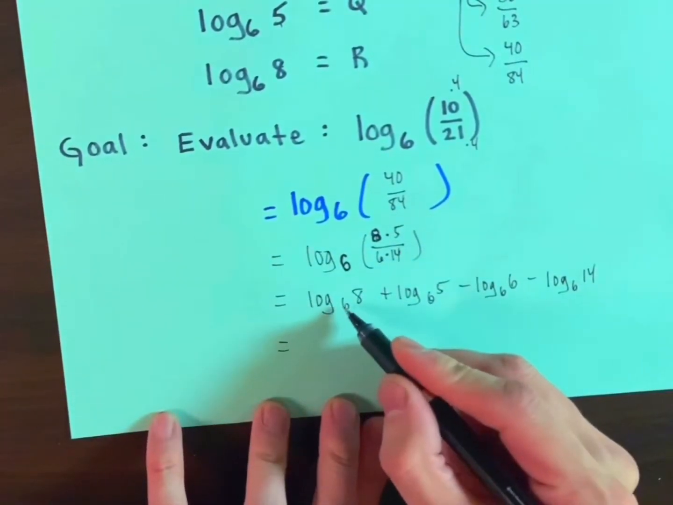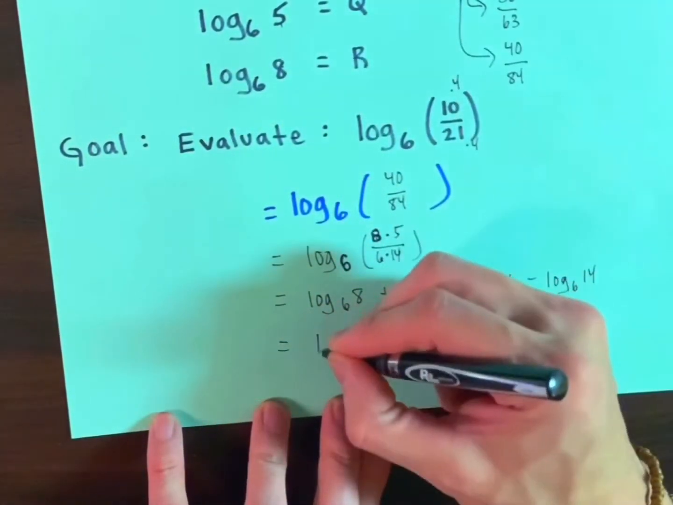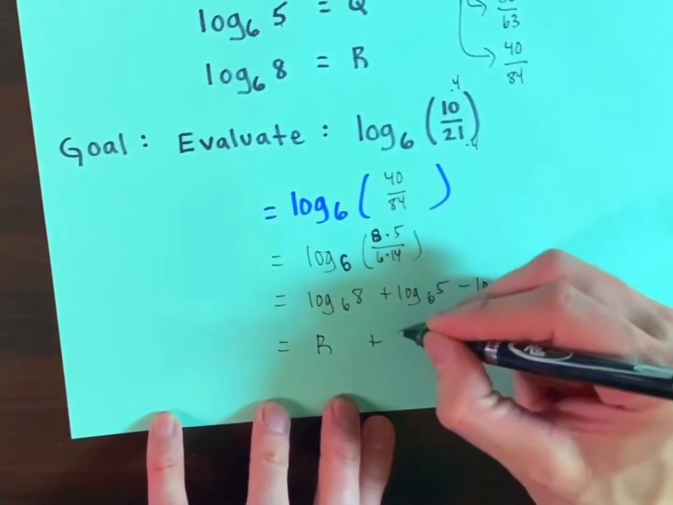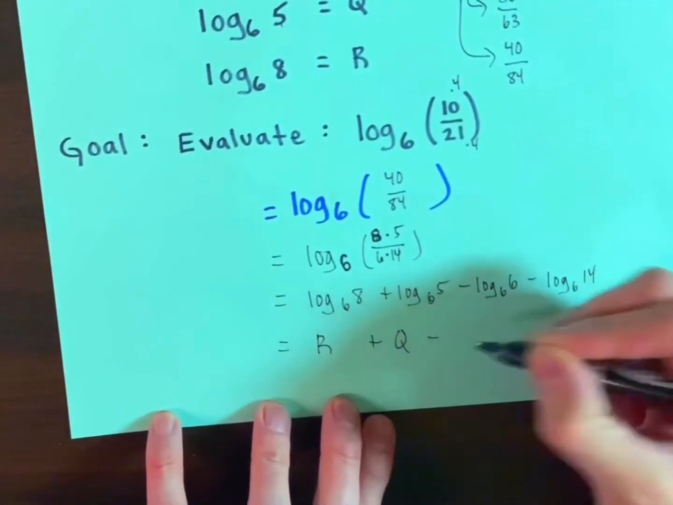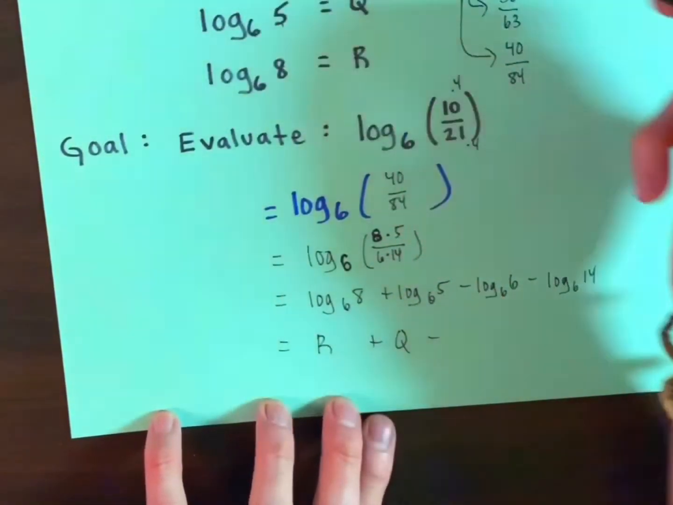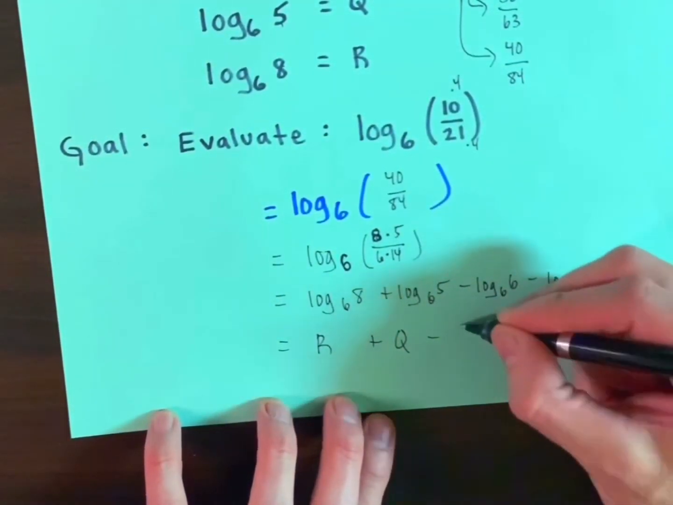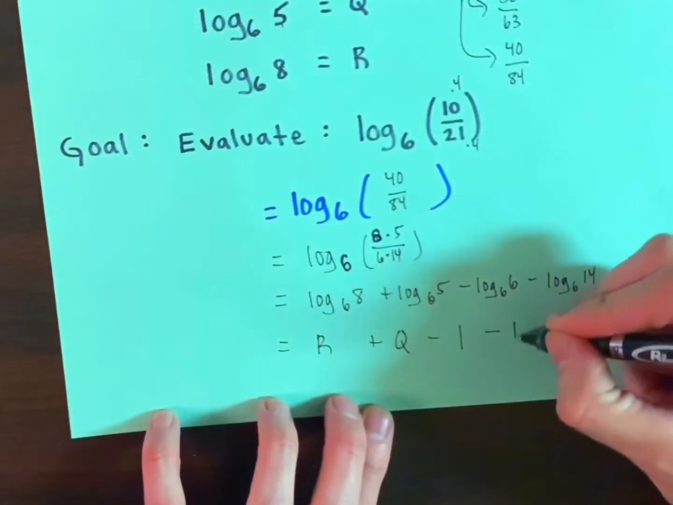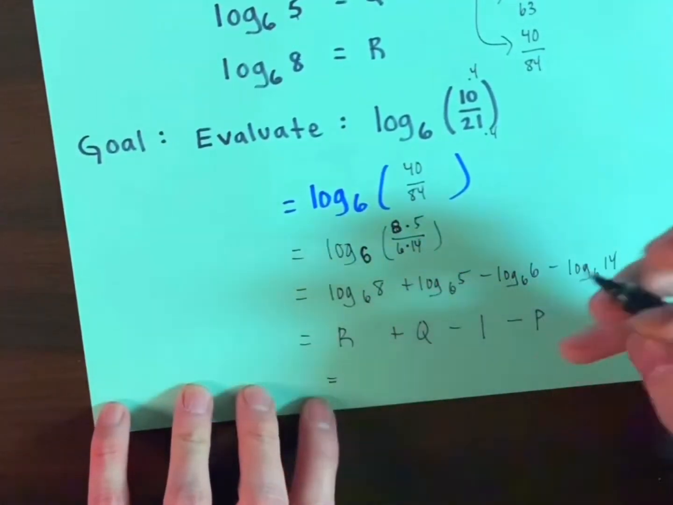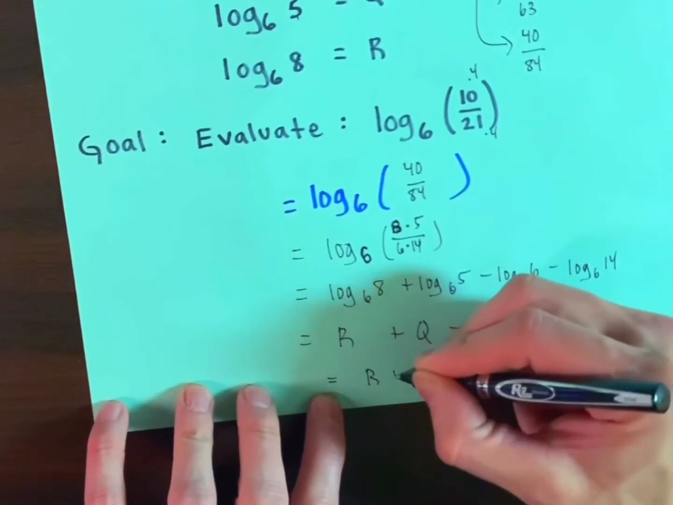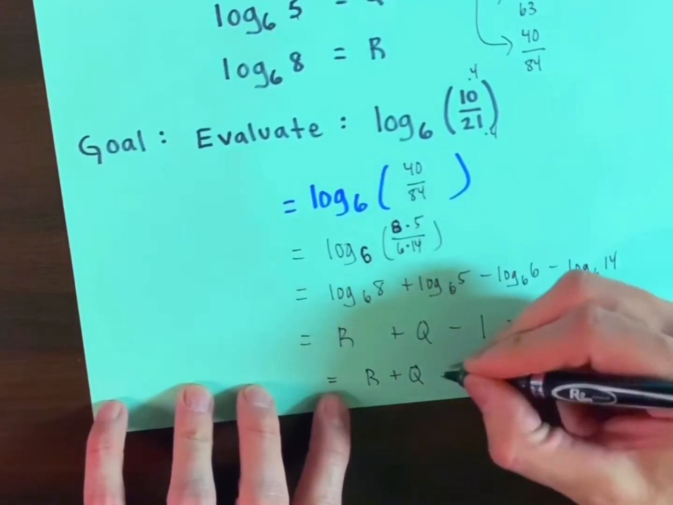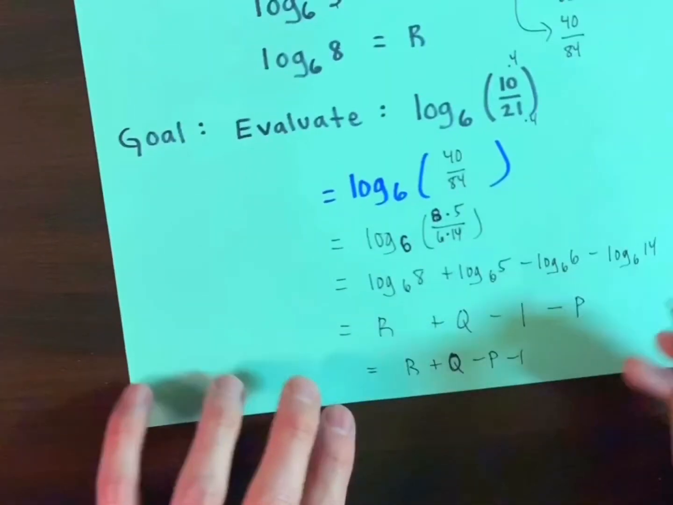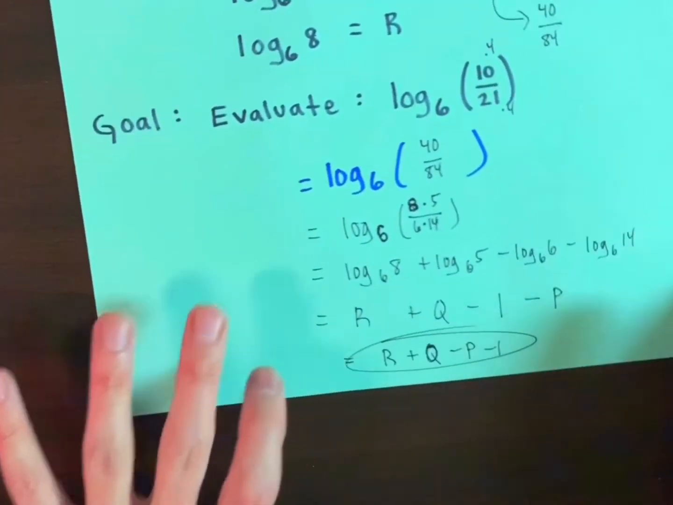And for log base 6 of 8, we have r plus. For log base 6 of 5, we have q minus. For log base 6 of 6, it's not listed, but we know that log base 6 of 6 is 1, minus log base 6 of 14, which is p. So we have r plus q minus p minus 1. The order doesn't matter. I'll turn that in.